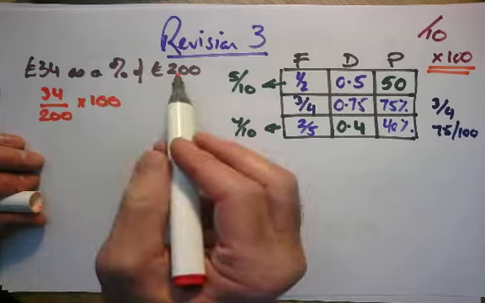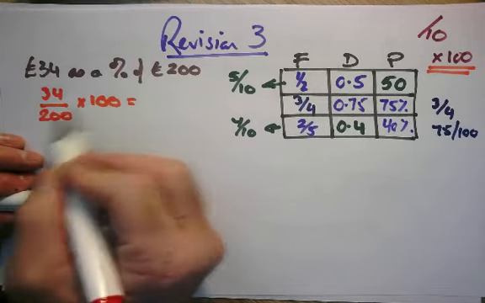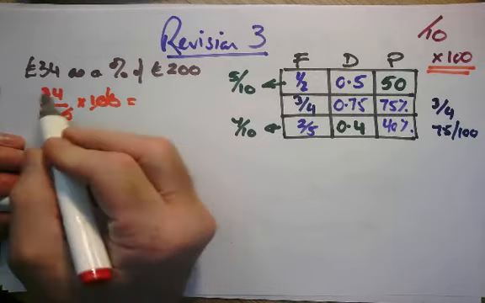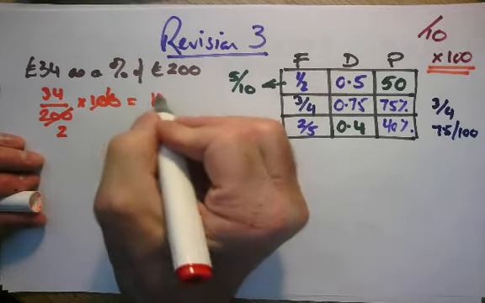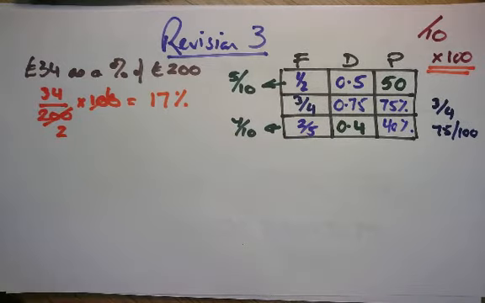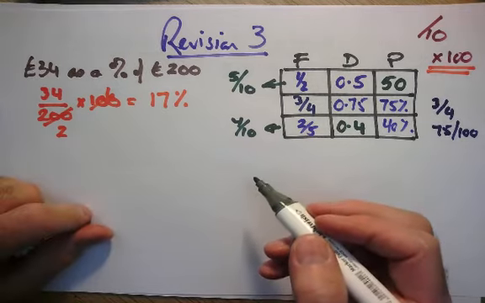So 34 divided by 200 times 100, which you can see actually this cancels down. So 100 cancels down. So it's 34 over 2 is 17%. 17%. Obviously, you can always repeat these videos, go through them again. So if I go too fast, I apologise, but you can always look at it a second time.